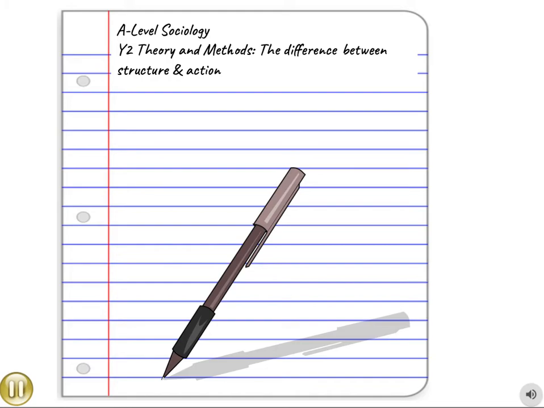As a subheading, we're going to be looking at the difference between structure and action before focusing on the action theories in more detail. So for this particular video, the subheading will be the difference between structure and action.